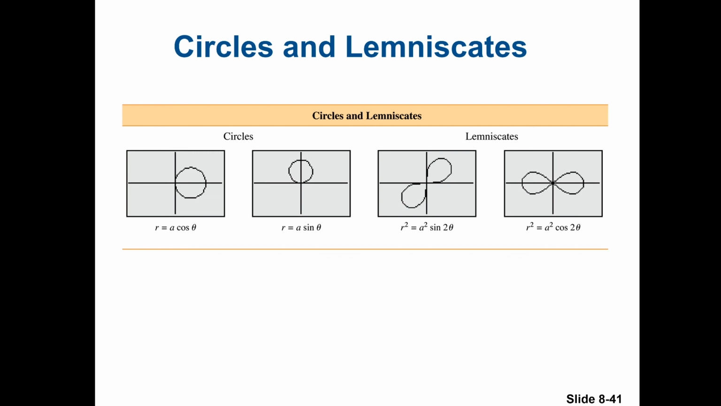Circles and lemniscates, those are something that we talked about already. r equals a cosine theta is always a circle in the first and fourth quadrants. r equals a sine theta, in the first and second quadrants, is also a circle. Then r squared equals a squared sine of 2 theta, a double angle, is a symmetrical loop. And r squared equals a squared cosine of 2 theta is also a symmetrical loop, but it's reflected over the x-axis, and the other one is reflected over the line of symmetry y equals x.